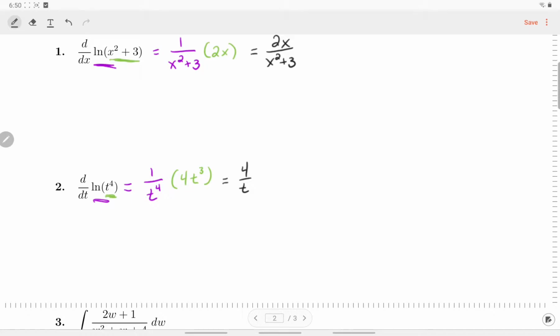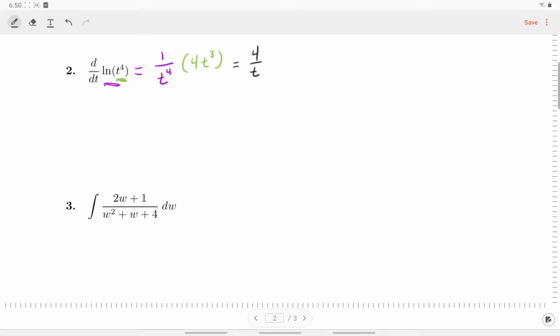But that's actually not the only way I could have solved this. You may have figured this out if you paused it. You can use those properties we mentioned in the last video to make this easier. So I could have rewritten that function before taking the derivative as 4 times the natural log of t, because that's my power rule, my property for powers in natural log. Constant multiples hang out when you do derivatives. So I get 4 times the derivative of natural log of t, which is 1 over t. Or you could write 4 over t, same thing. So either way, derivative is 4 over t.